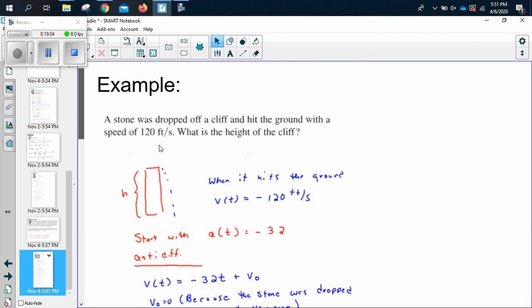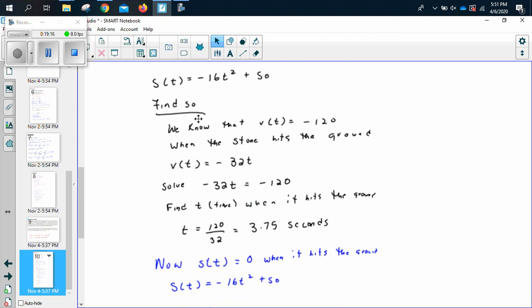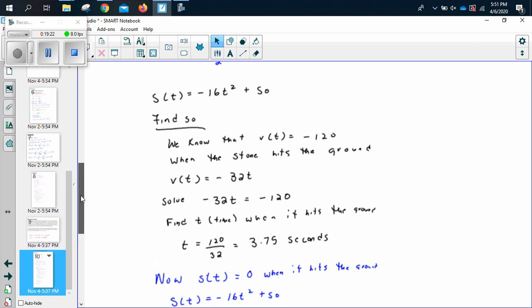Well, there's one piece of information we haven't used, and that's that it hits the ground with the velocity of negative 120 feet per second. So we know that v of t equals negative 120 when the stone hits the ground. Now, what I can do is use that to find t. I've got negative 32t, that's the velocity, and I know that when it hits the ground, it's negative 120, so I can solve for t. I solve for t, and it's 3.75 seconds.